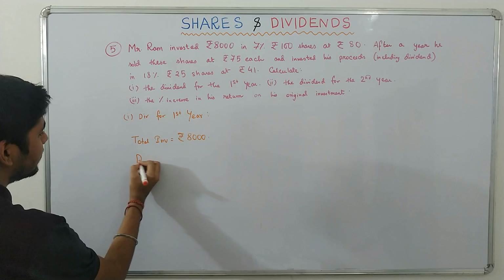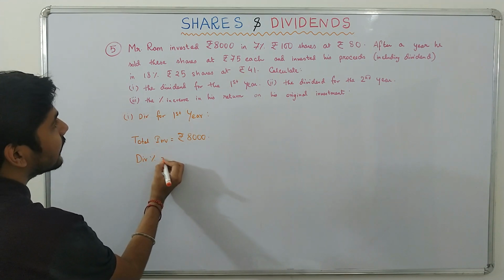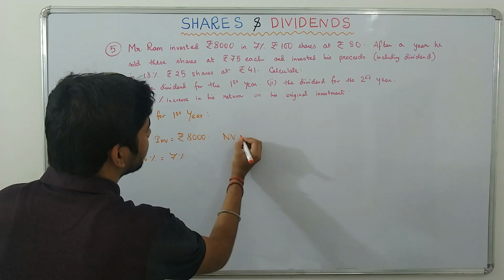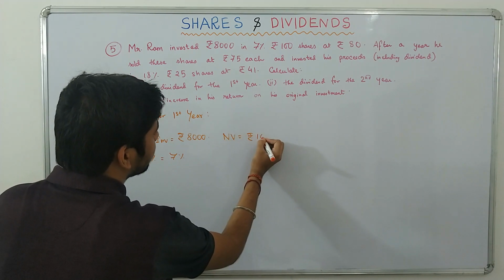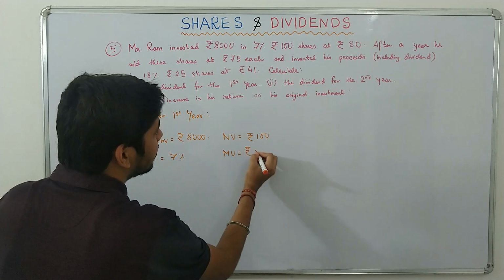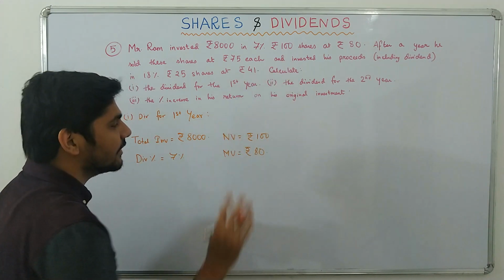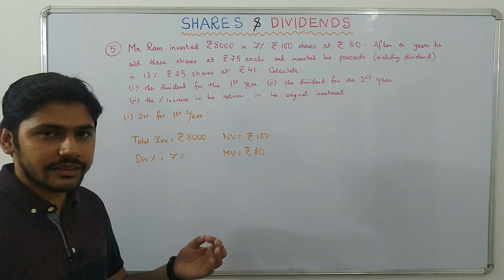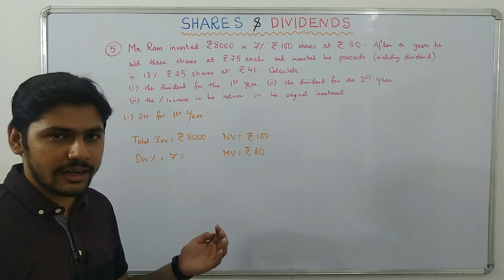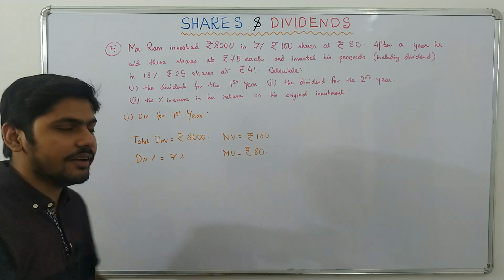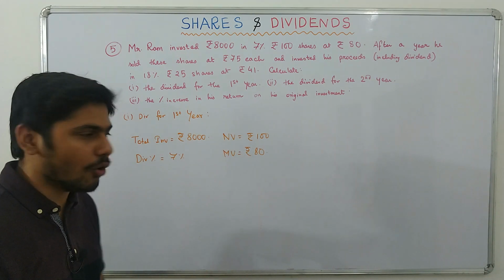The dividend percent is 7%. The nominal value of each share is rupees 100 and the market value of each share is rupees 80. It's straight away given over there. Now to calculate the dividend, we need the number of shares, the dividend percent and the nominal value. We have the nominal value and the dividend percent, we need to calculate the number of shares he bought.